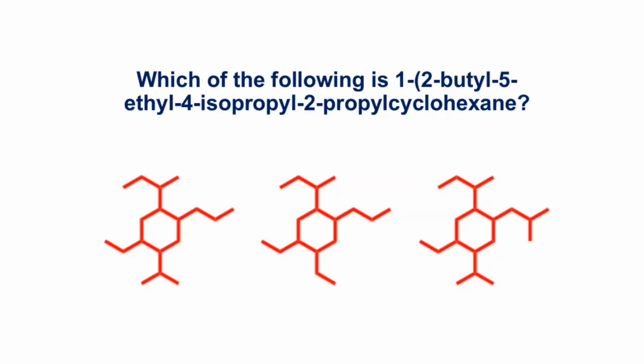Here you have to match the systematic name with one of 3 possible structures. While each structure contains at least one isobutyl group, only the first and third feature an isopropyl substituent. The third molecule has 2 isobutyl groups, so only the first matches the required substituent and numbering patterns.